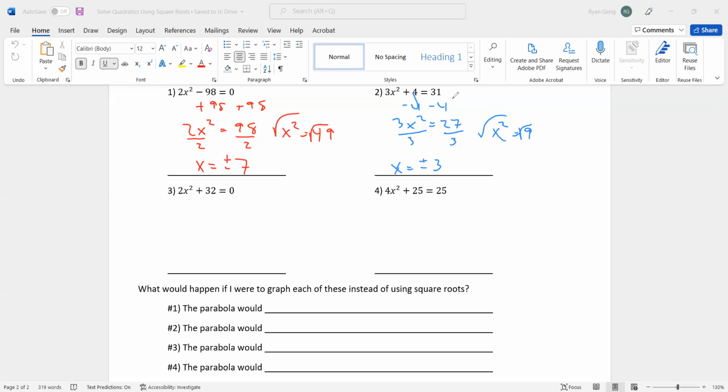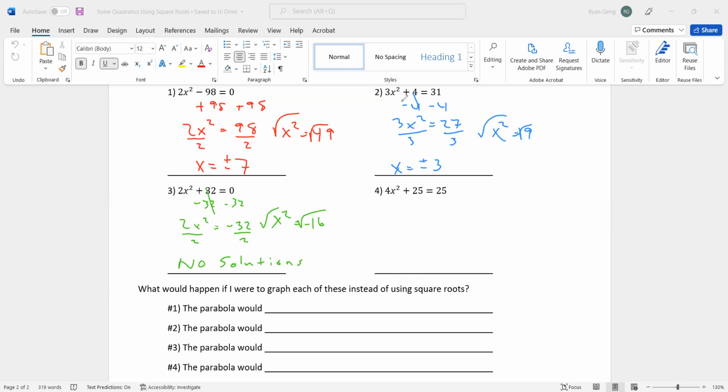Number 3, subtract 32. I get 2x squared equals negative 32. Divide by 2. I get x squared equals negative 16. Square root. Now you can't take the square root of a negative number. This one has no solutions. A lot of people are going to ignore that negative and just say 4 or plus or minus 4. Keep in mind it's possible to have no solutions.